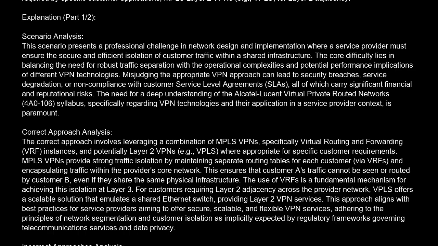This approach aligns with best practices for service providers aiming to offer secure, scalable, and flexible VPN services, adhering to the principles of network segmentation and customer isolation, as implicitly expected by regulatory frameworks governing telecommunication services and data privacy.